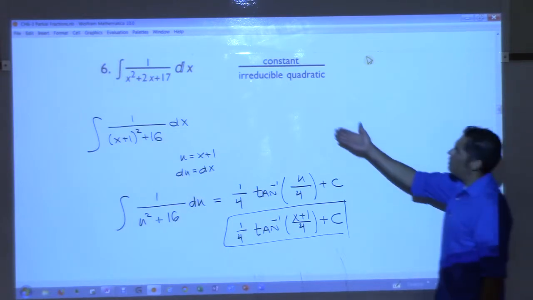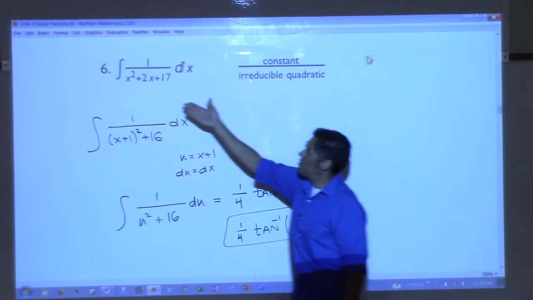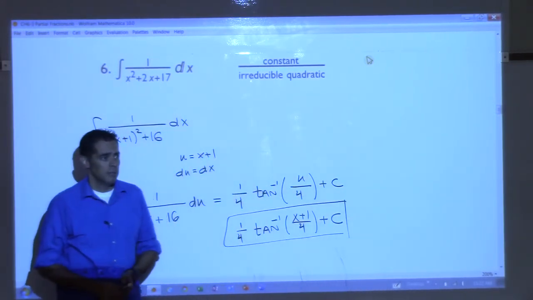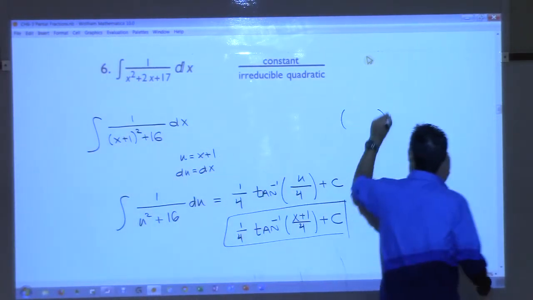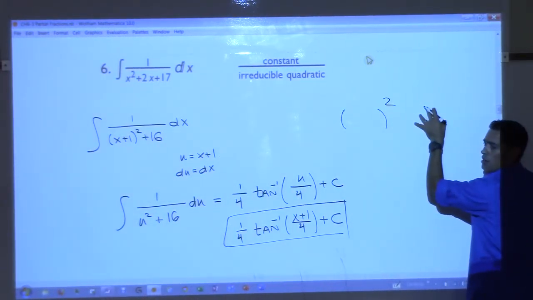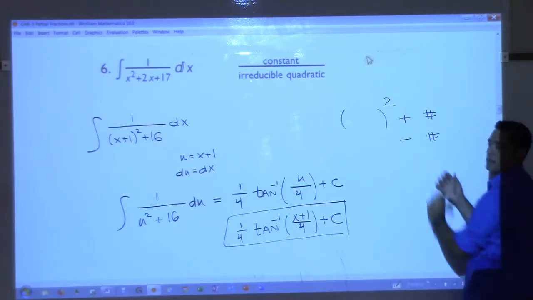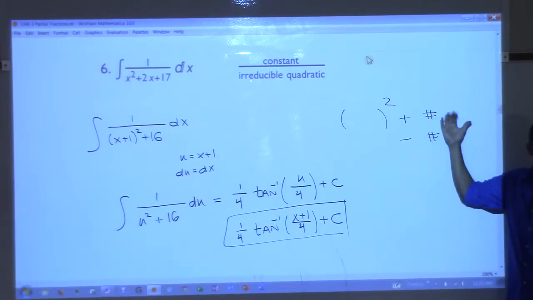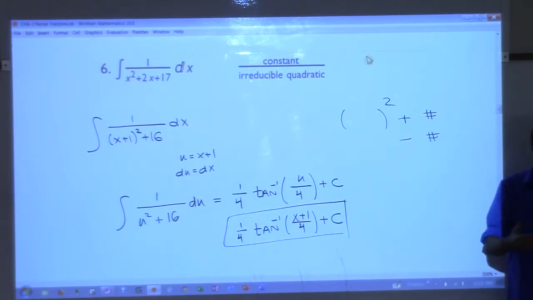Should this work for every irreducible quadratic? Well, can you complete the square of any quadratic? You can. And when you complete the square on any quadratic, you're always going to get something squared. And then over here, you're either going to have plus some number, or you're going to have minus some number. One of those is going to happen when you complete the square. If you have plus, then you're going to be able to use formula 17. If you have minus, you're going to be able to use formula 20 or 19, whichever way they appear in the problem. Does that make sense?